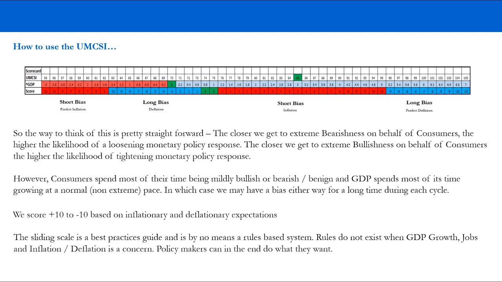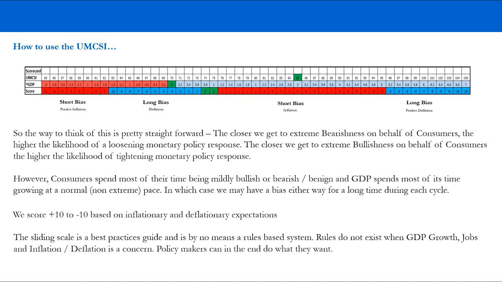However, it's pretty obvious that consumers spend most of their time being mildly bullish or bearish and benign. And GDP spends most of its time growing at a normal or non-extreme pace. In that case, we have a bias either way for a long time during each cycle. And what we do is we just scorecard from a scale of -10 to +10 on inflationary and deflationary expectations. And as we've seen, we scorecard with a sliding scale.